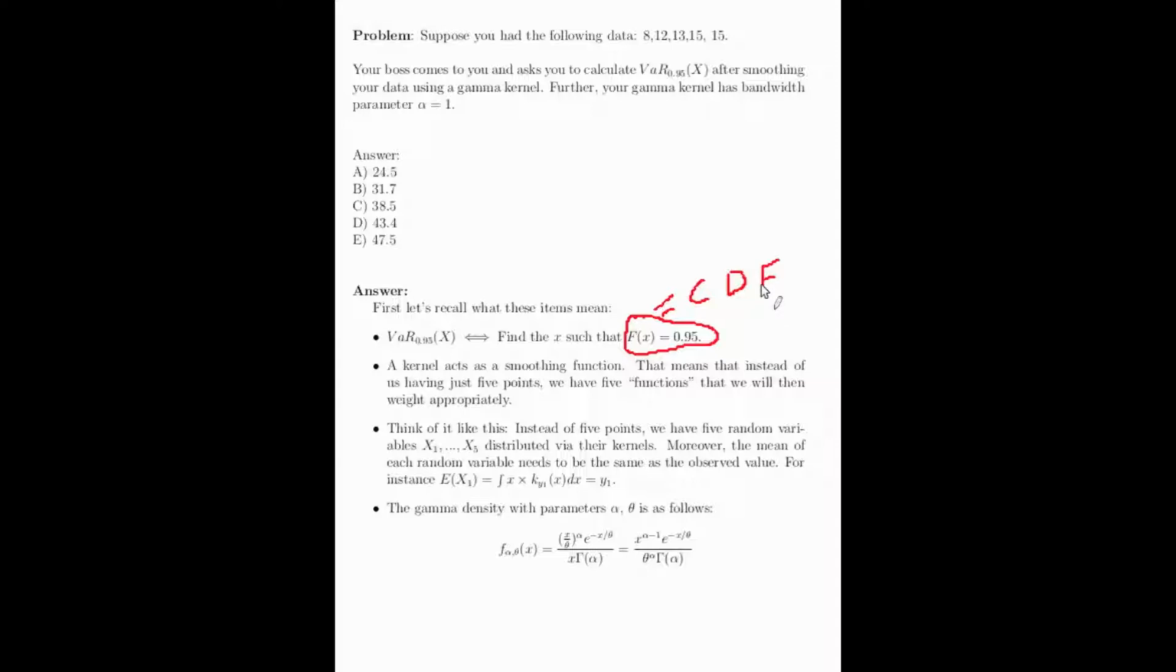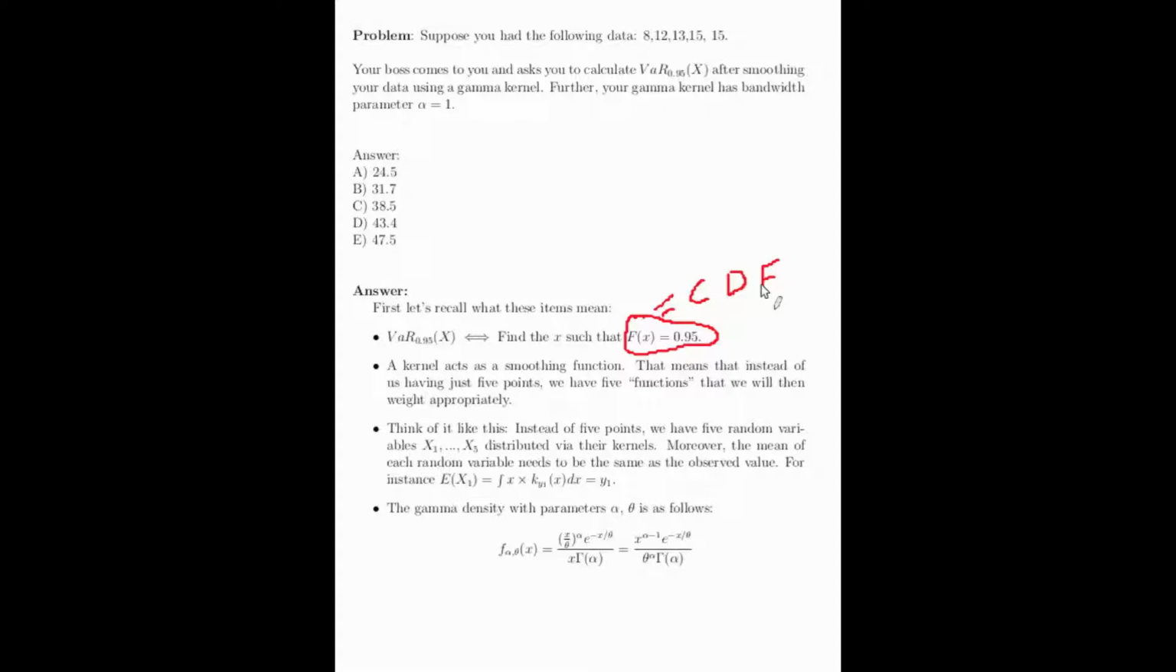The next interesting term is a kernel. A kernel is just a smoothing function, and instead of having 5 discrete points, we're going to smooth over each of those 5 points, and then apply an appropriate weighting function to take them all into account. One way to think of this is, instead of 5 discrete individual points, we have 5 random variables, x1 through x5, that can take on a variety of distributions. These random variables are distributed via their kernels. Sometimes I'll say they're distributed via their density, sometimes via their kernels, but in this case it's the same thing.